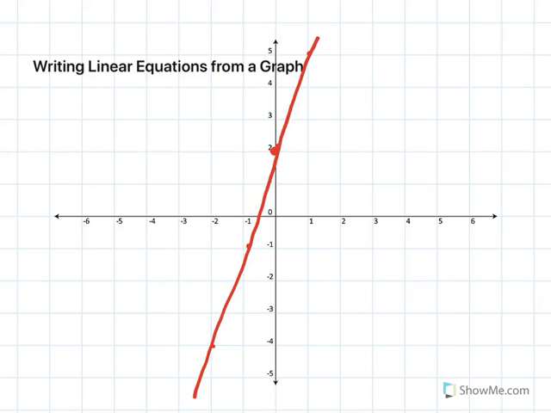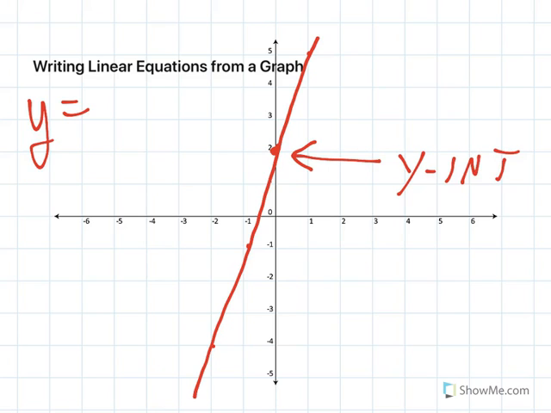All I have to do, well, I know if I'm writing in slope-intercept form, it's going to start out with y equals mx plus b. M is the slope, x is just x, and b is the y-intercept. So look first for the y-intercept. There it is. That's where it crosses the y-axis, at y equals 2. So you know it's got to end in plus 2 because that's the y-intercept. And you know there's an x there because that's just part of the equation.